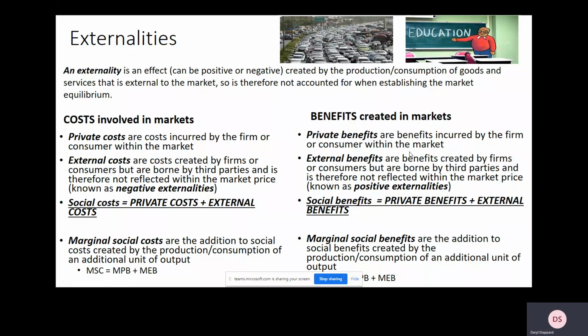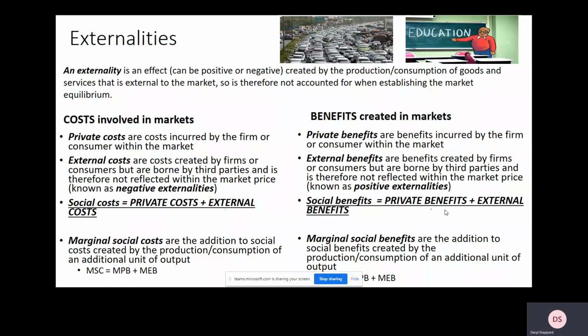Now, everyone, think about what we said. When people operate in markets, they think about the private costs and the private benefits. They will often disregard the external costs and the external benefits. So look at those formulas that we've got then. Social costs is made up of private costs plus external costs. Social benefits is the private benefits added to the external benefits.